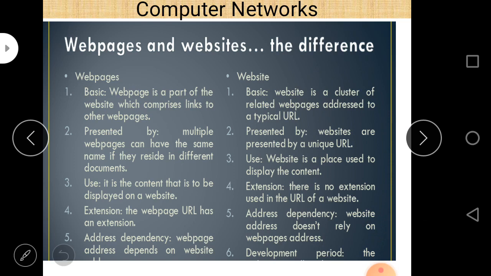Next, the fourth point, extension. The web page URL has an extension, and for a website there is no extension used in the URL. The fifth and last important point is address dependency. A web page's address depends on the website, but the website address does not rely on web page addresses. So these are the five important points regarding web page and website, and they may be asked in your examination also.